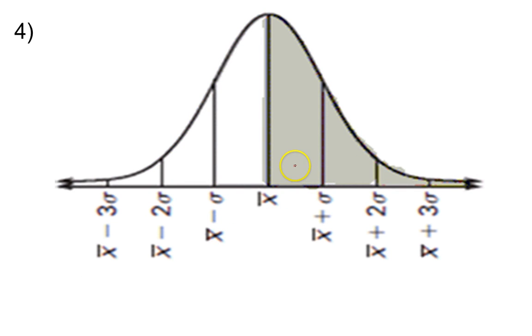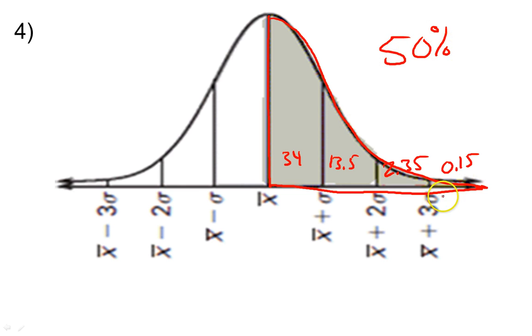What percent of the data is this? Again, we don't need to add the 34 and the 13.5 and the 2.35 or the 0.15. We could if we remembered them, but it would be much more simple to understand what percent is the entire picture. The whole graph is 100%. Here we have shaded exactly half of this picture. If half the picture is shaded, then that is 50% of the data.